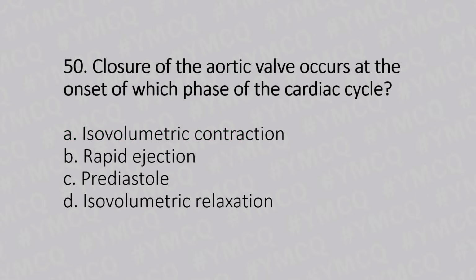Moving to our 50th question. Closure of the aortic valve occurs at the onset of which phase of the cardiac cycle? Option A, isovolumetric contraction. Option B, rapid ejection. Option C, pre-diastole. Option D, isovolumetric relaxation. And the answer is option D, isovolumetric relaxation.